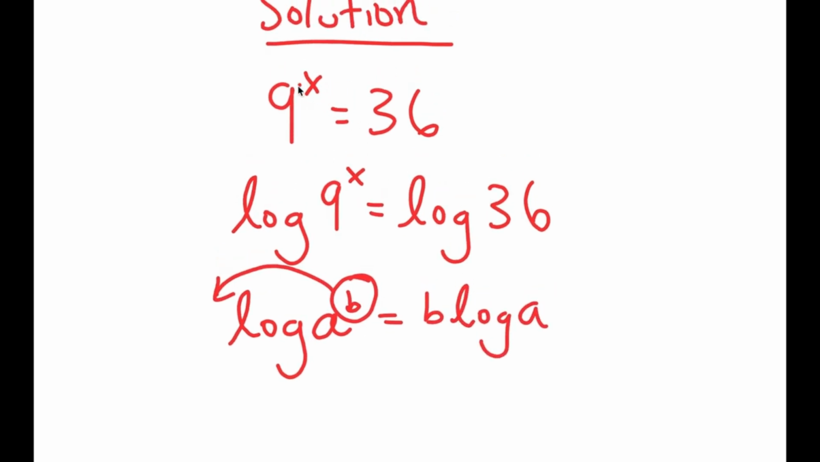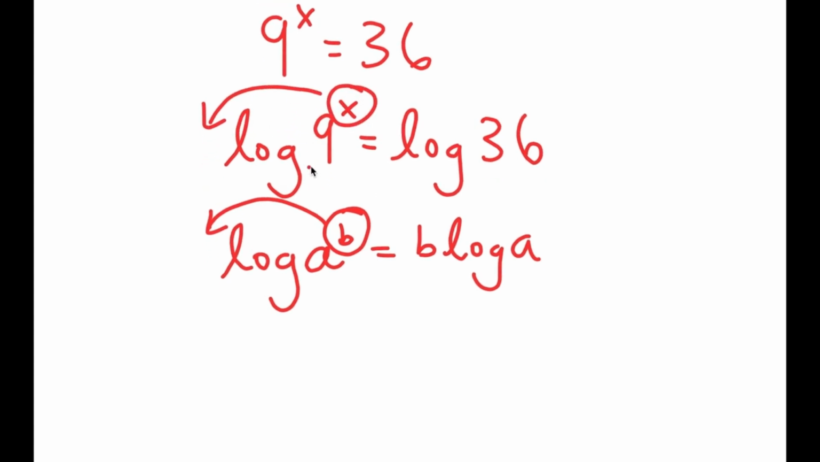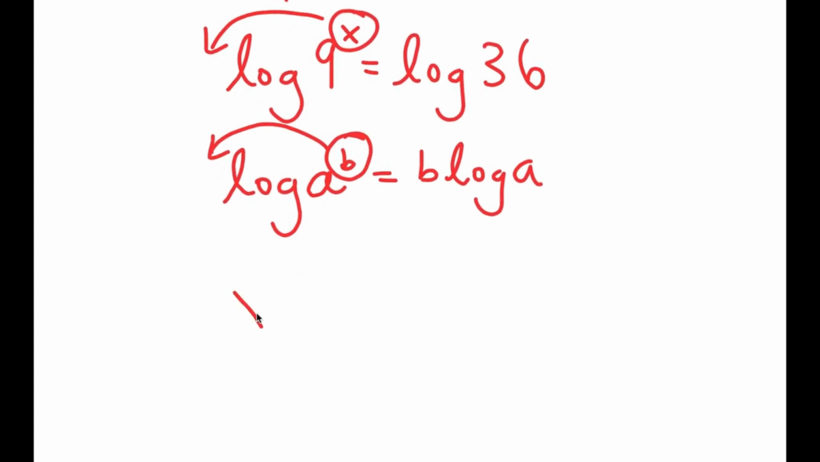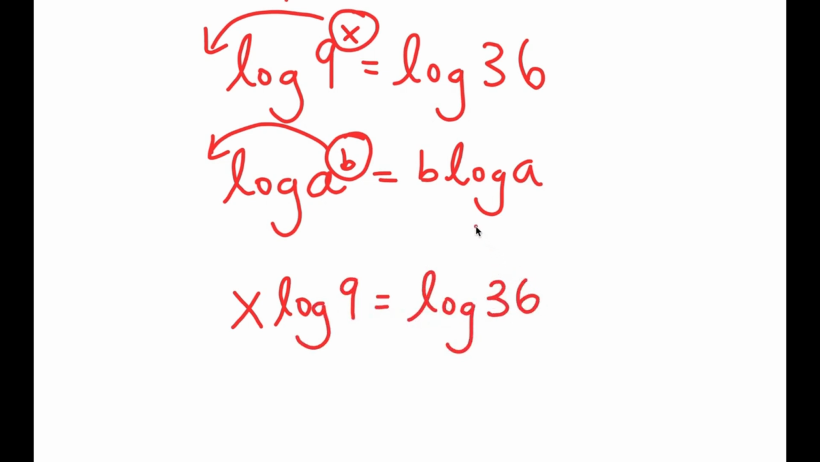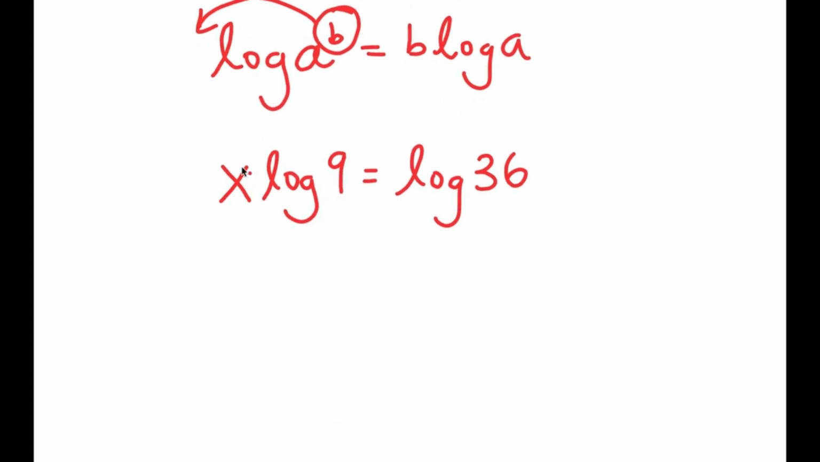So before, x was an exponent, and it's almost impossible to solve the equation in that form. But now we can move x to the front and it's much easier to solve for x. So now I get x times log 9 is equal to log 36. And now, obviously, we want to isolate x, so I'm going to divide both sides by log 9.